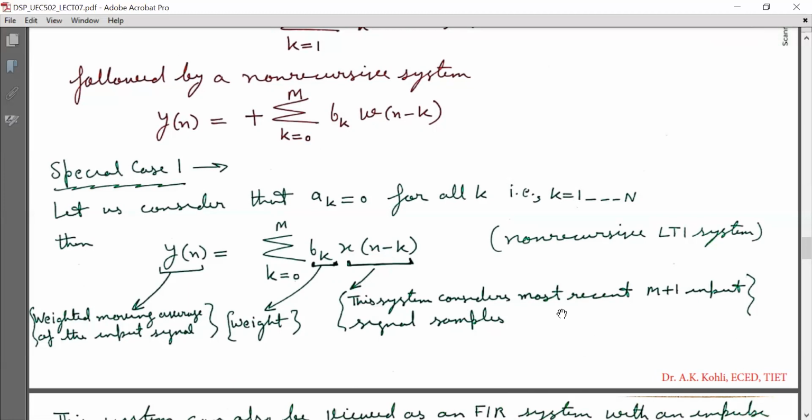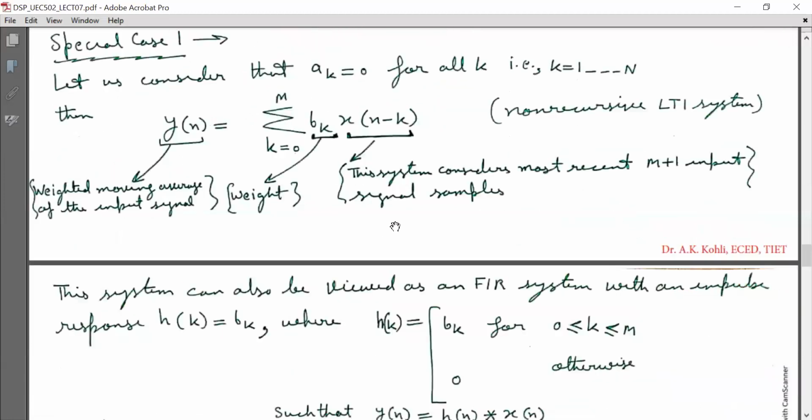This system considers most recent M plus 1 input signal samples. This system can also be viewed as an FIR system with an impulse response hk is equal to bk. So replace bk with hk, where hk is impulse response of FIR system. Here hk is equal to bk for k ranging from 0 to capital M, or 0 otherwise. So this LTI system is behaving as an FIR filter or FIR system, finite impulse response system. It is how we realize FIR system.